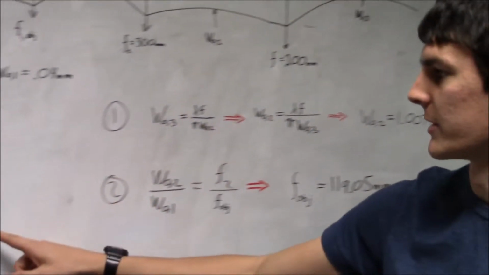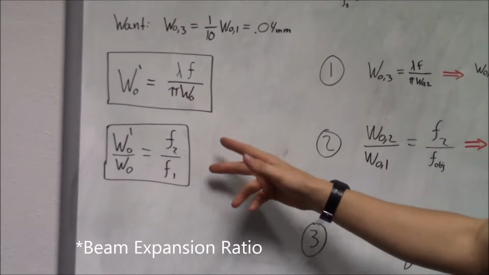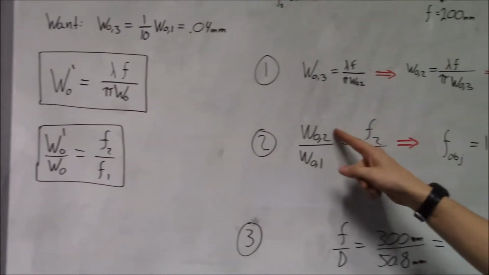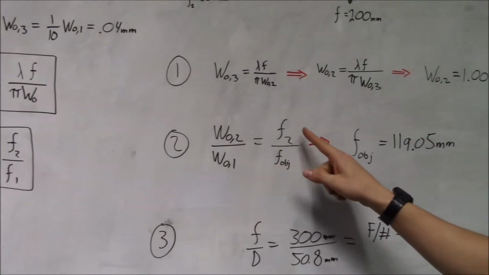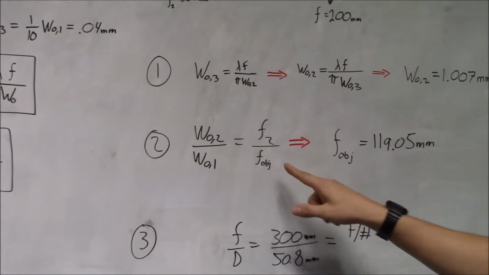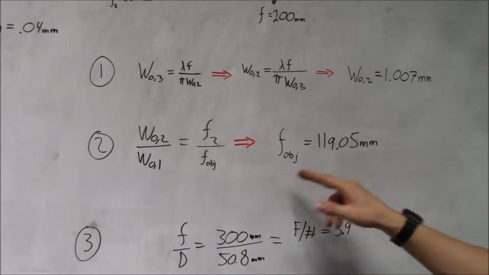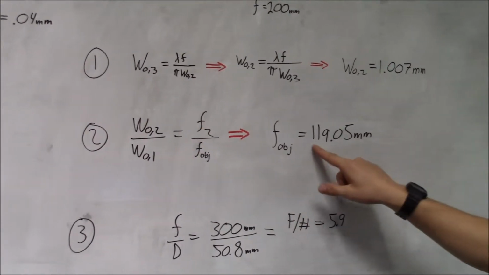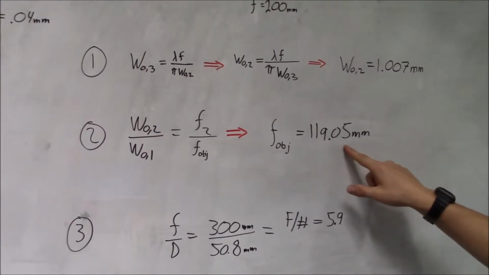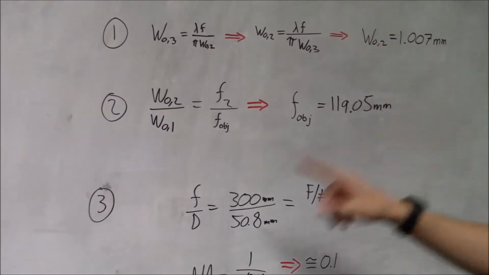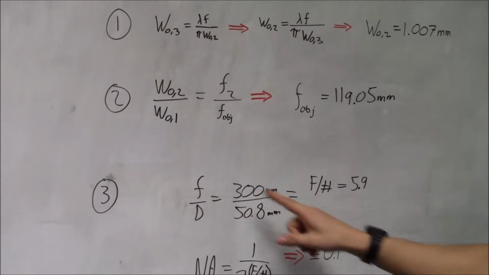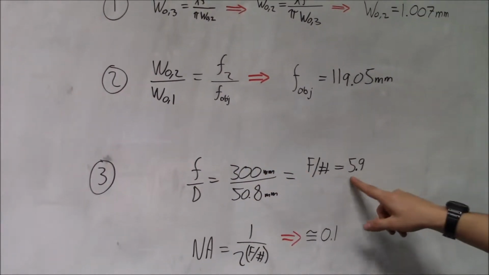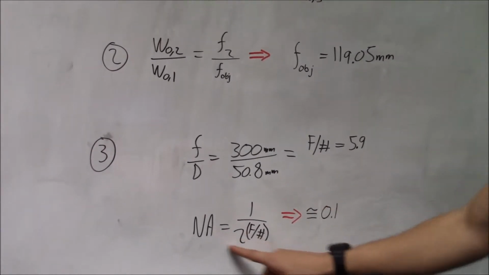So then we go to this equation, which is used for the beam expander. You have the waist after and the waist initial, focal length 2 and focal length of your objective. And solving for your focal length of the objective and plugging in values for waist 1 and 2, we get that the focal length must be 119.05 millimeters. And then down here, solving for the F number, which is F over D, we see that it is 5.9, and that gives us a numerical aperture of about 0.01.